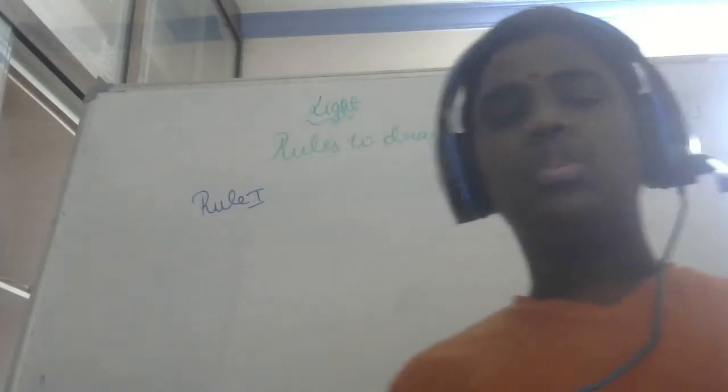Now, coming to the rules of the ray diagrams, we will mainly have four rules to draw these ray diagrams. So, what are those four rules? Now, let us see them. So, now coming to rule one.